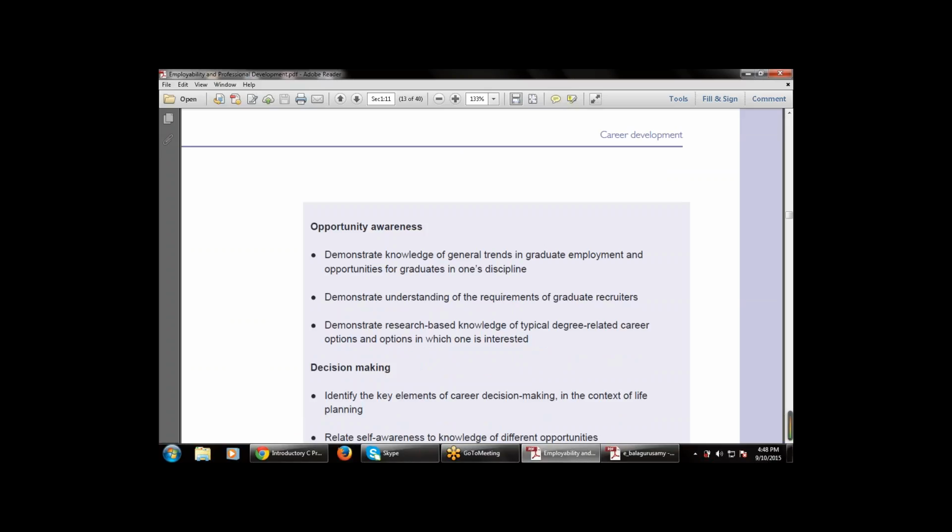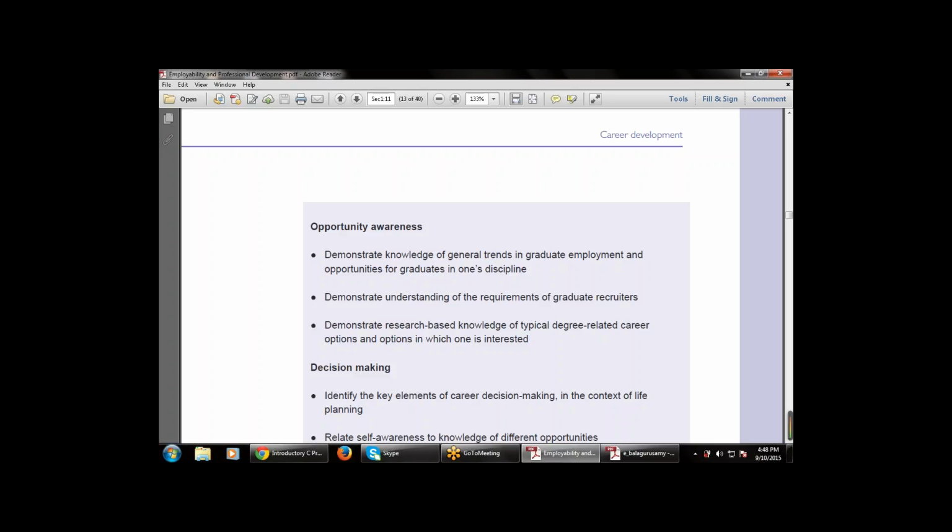Then demonstrate understanding of the requirements of the graduate recruiters. That is, demonstrate the value and understanding of the requirements of the graduate recruiters. Then demonstrate research-based knowledge of the typical degree-related career options and the options in which one is interested. These are the various outcomes from opportunity awareness.